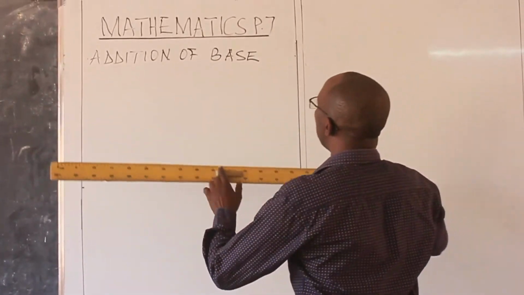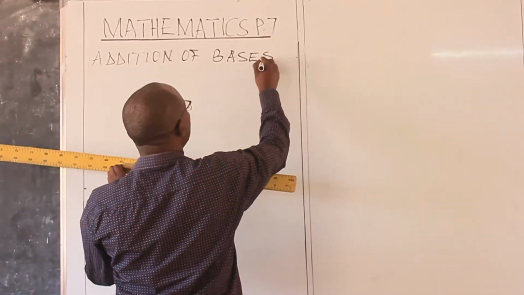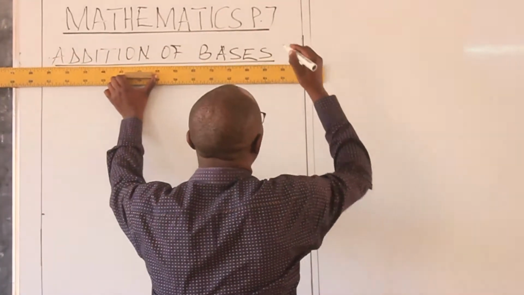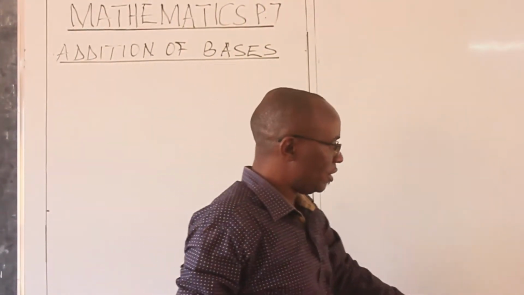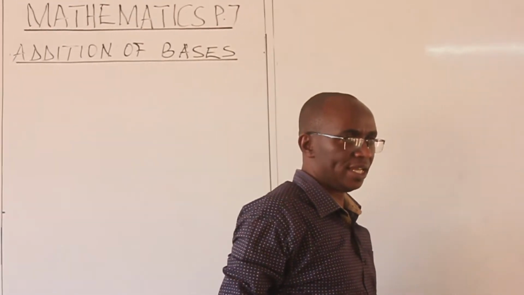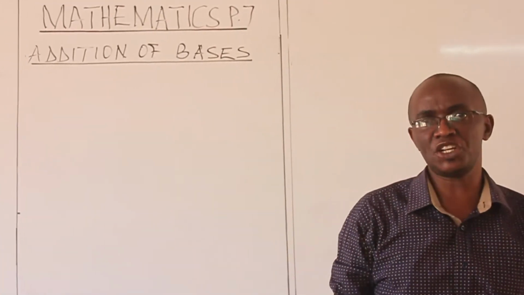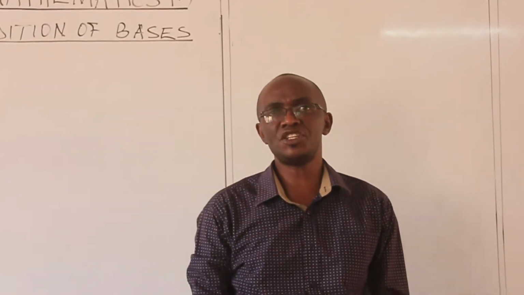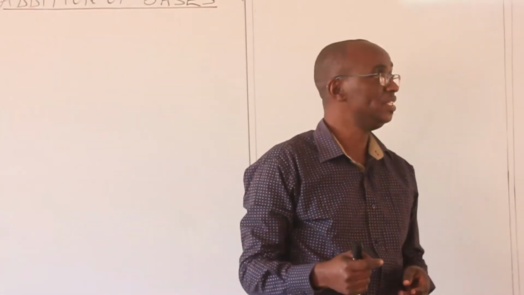But remember, before we look at addition of bases, this is what you should know. Each base has got digits used in that particular base. For example, in base 2, the digits used are 0 and 1. The digits used in base 3 are 0, 1 and 2. The digits used in base 4 are 0, 1, 2 and 3.